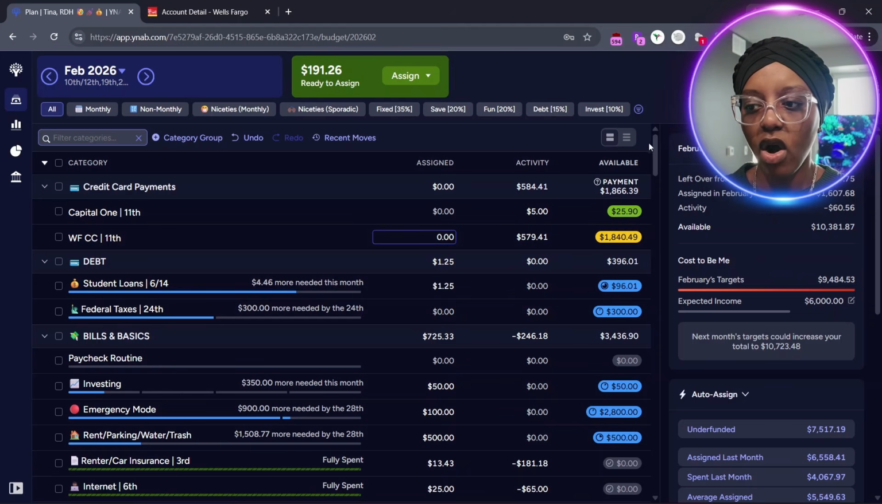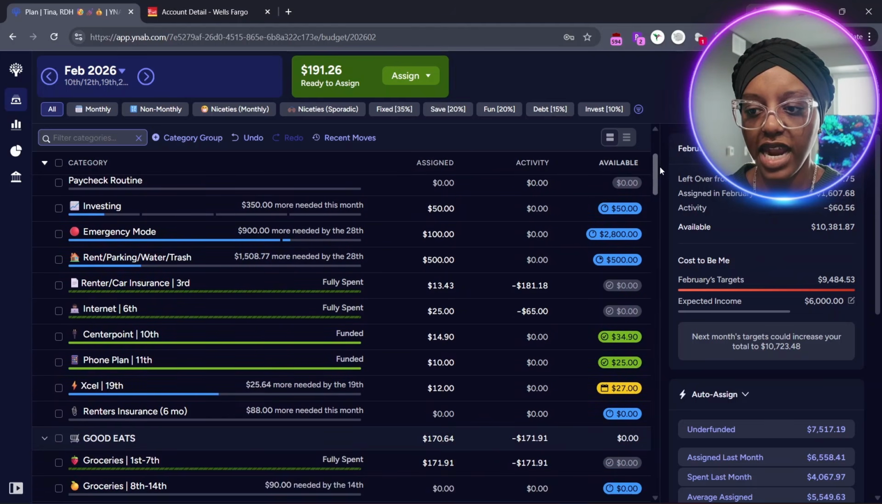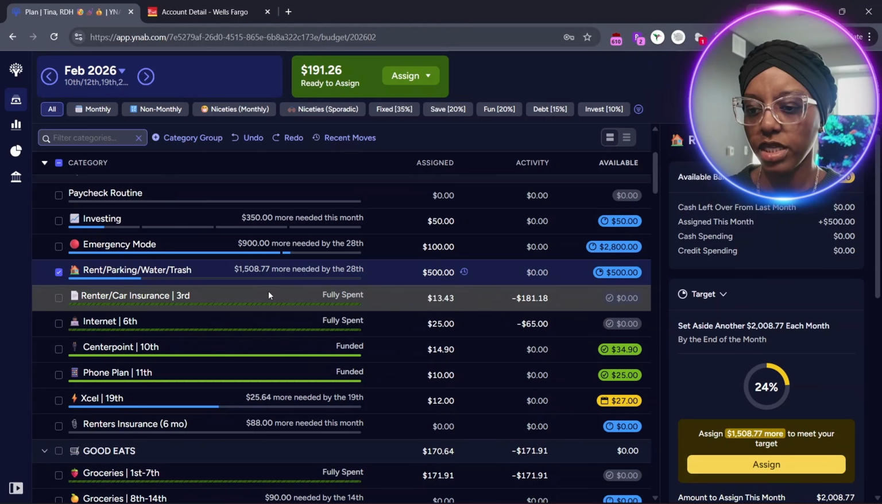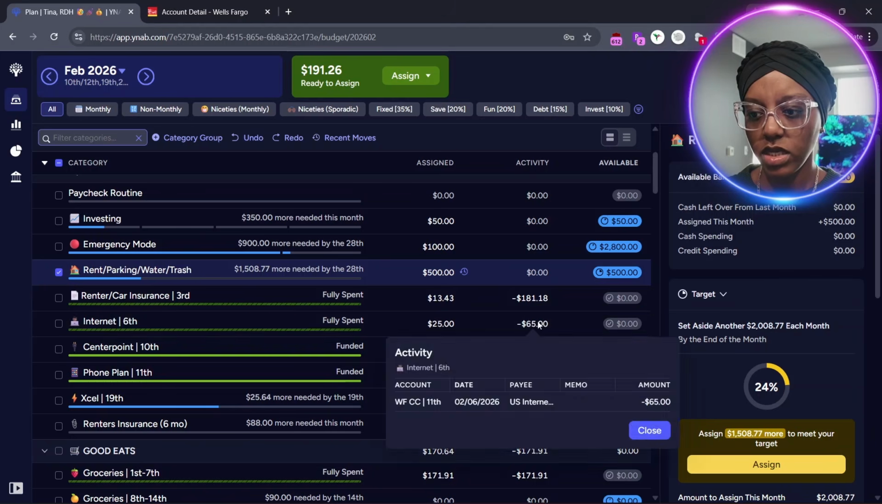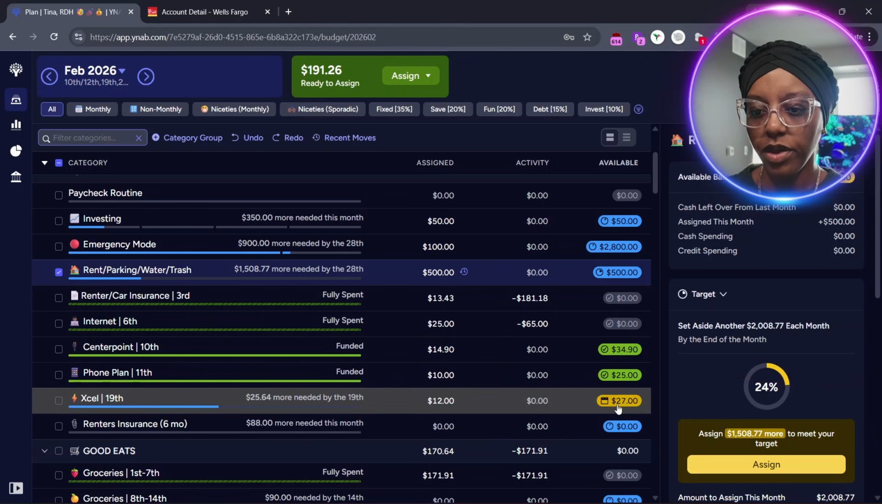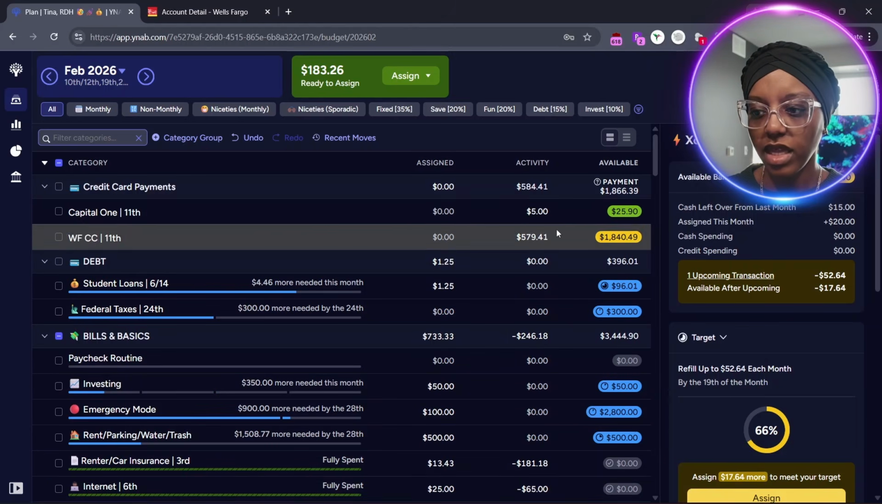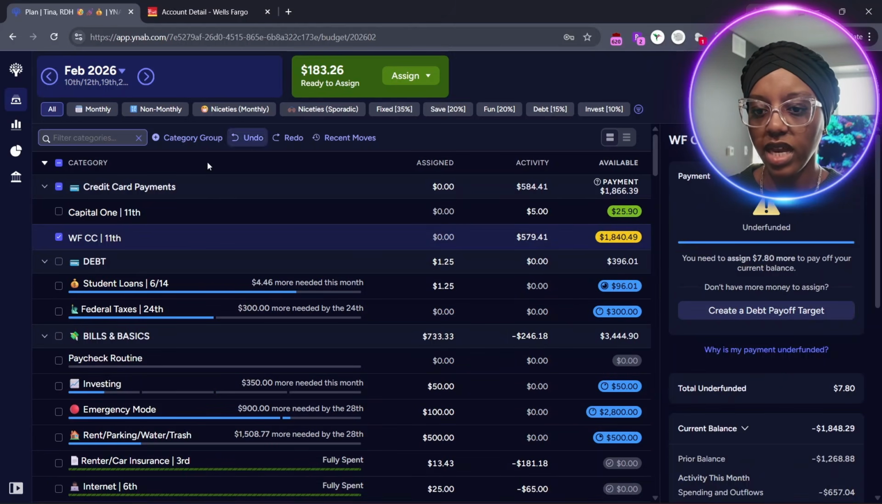So anyway, I'm just gonna quickly go through everything, see if there's anything that I need to add. Car insurance has come out, right? Yes. Internet has come out, sort of. Centerpoint is coming out. You have the full bill, Excel, you need, okay, I'm gonna try something. I'm gonna put $8 here and see if that takes away that yellow. No, still says I need $7.80. Okay, I'm gonna undo that.